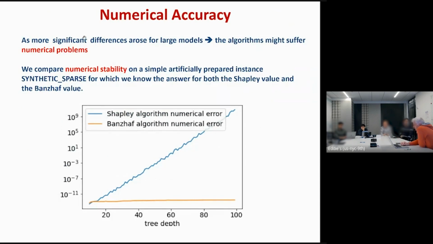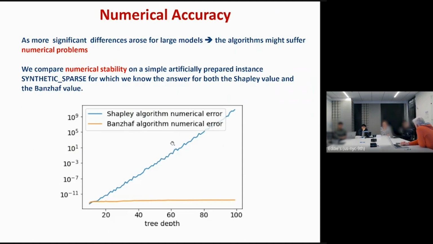So the first thing we did was come up with a synthetic tree, where we know the Shapley and Banzhaf values explicitly. Then we ran the algorithm, and what you can see is that the error of the Banzhaf value is essentially constant. It's very slowly increasing with the depth of the tree. Whereas the error of the Shapley value increases quite fast, meaning that for depth around 60, it can dominate your output because it's around 10 even.